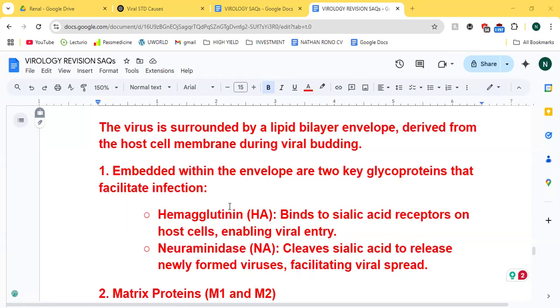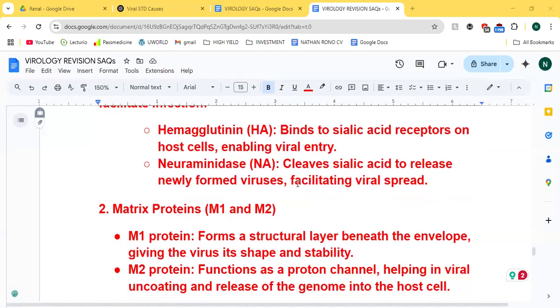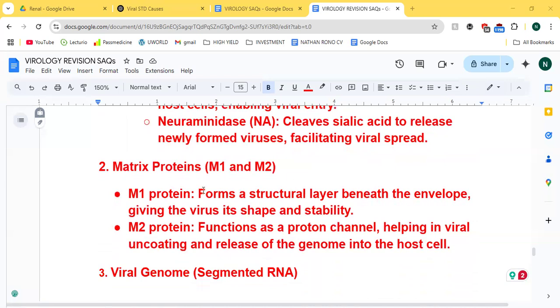The hemagglutinin binds to sialic acid receptors on the host cell, enabling viral entry. Then neuraminidase cleaves sialic acid to release newly formed viruses, facilitating spread. So as someone had said, hemagglutinin entry, neuraminidase spread. And then we have the matrix proteins. As you had seen, M1, the function is just to give the virus its shape and to be stable.